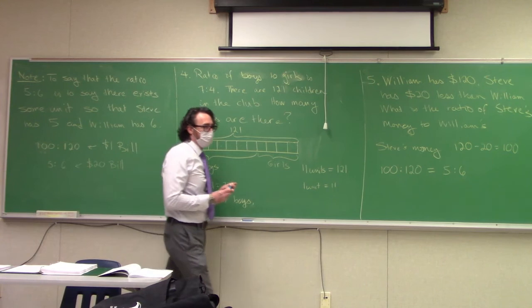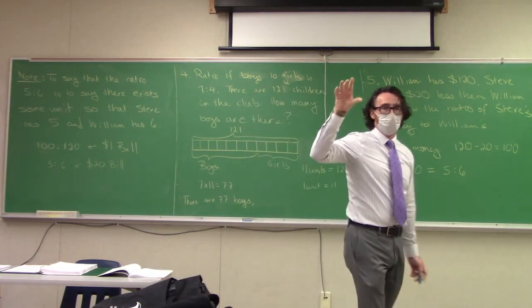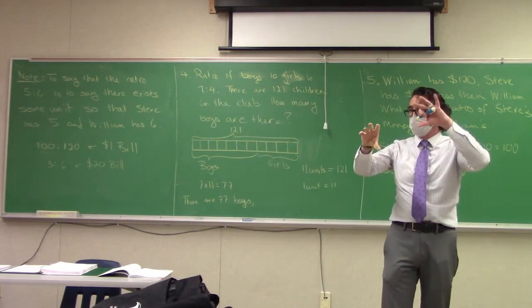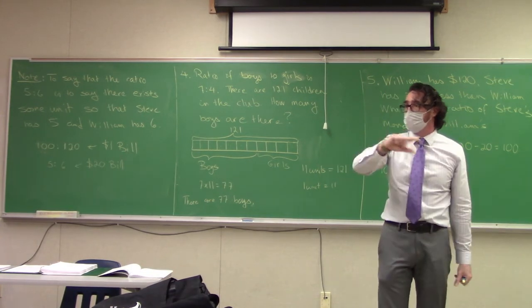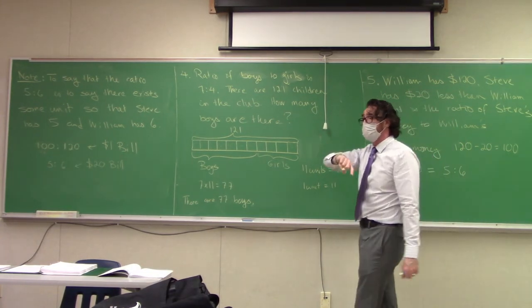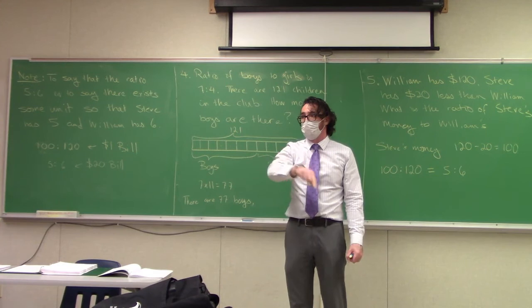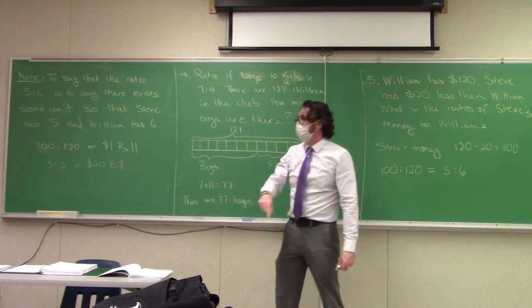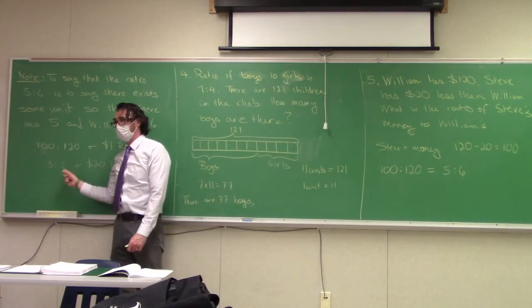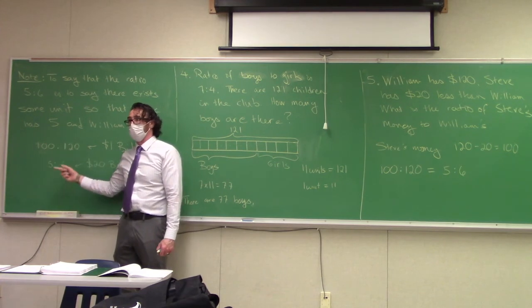Okay, so that's what a ratio is. How much one part has compared to how much the other part has for some unit of measurement. Now you gotta use the same unit on both sides. Okay, you couldn't do 100 to 6. That's not the correct ratio because you're not using the same unit.